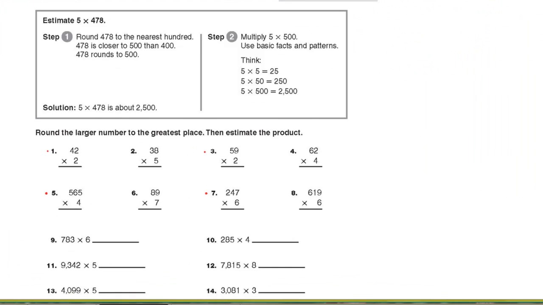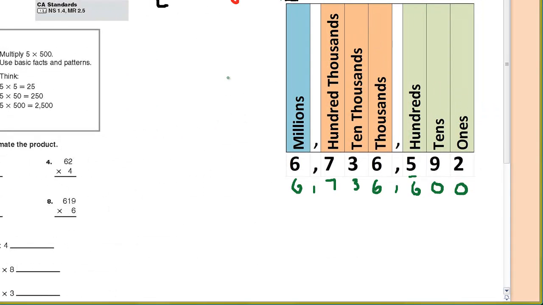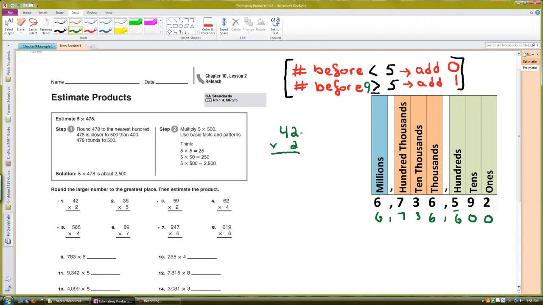Now with this in place, we can take a look at our problems over here, and we'll start with number 1. And I'll rewrite it over here. It is 42 multiplied by 2. Okay? And the instructions say, round the larger number to the greatest place, then estimate the product. Well, the greatest place in this problem is the tens column. That's the 4. So we want to look at the number to the right and check our table up here. Is 2 less than or greater than 5? Well, it's less than 5.